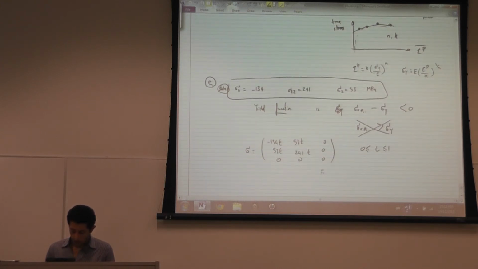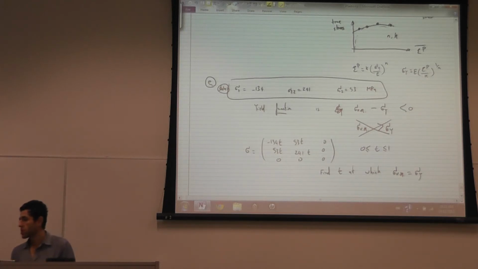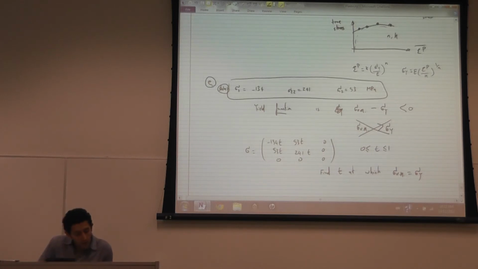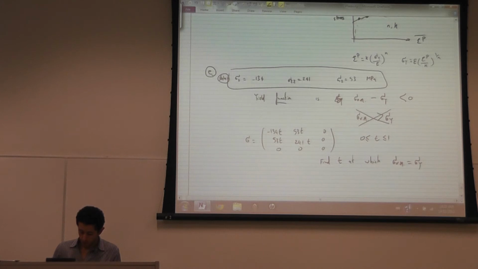And find T at which sigma von Mises is equal to sigma yield. 90%, 50%, whatever. So 50% of that stress state, that's when we started reaching yield. So we reach yield at this, so this is your sigma von Mises minus sigma yield equals 0, find T.